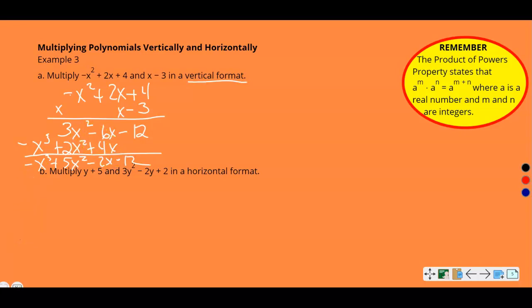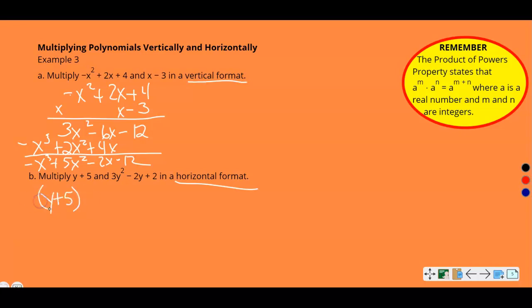And now we're going to look at b part. All right, we've got y plus 5 and 3y squared minus 2y plus 2, and we want to multiply that horizontally. So we're going to just put these beside each other. So we've got y plus 5, parentheses indicate that we're multiplying, so we can put these in parentheses. And then we're going to do something very similar. We're going to multiply y times each term in this polynomial, and then we're going to multiply 5 by each term in the polynomial.